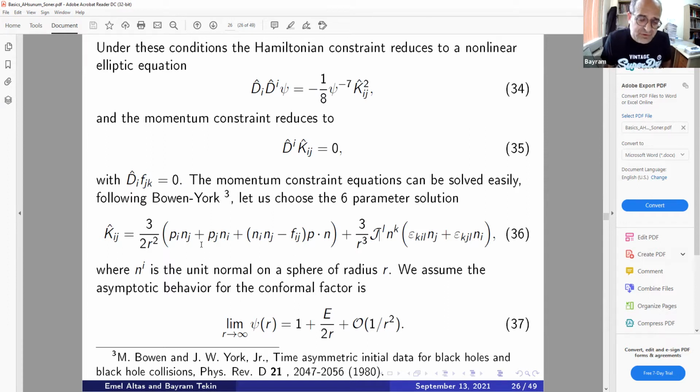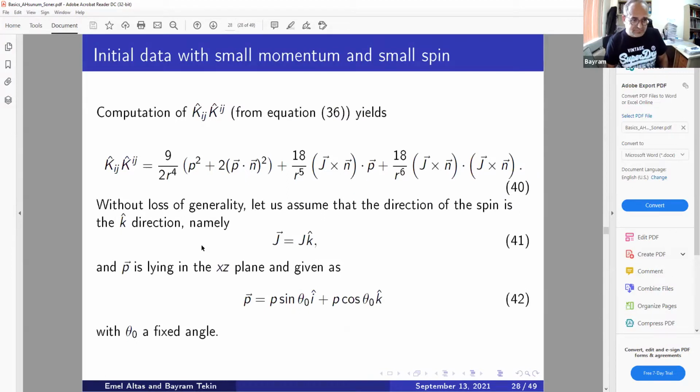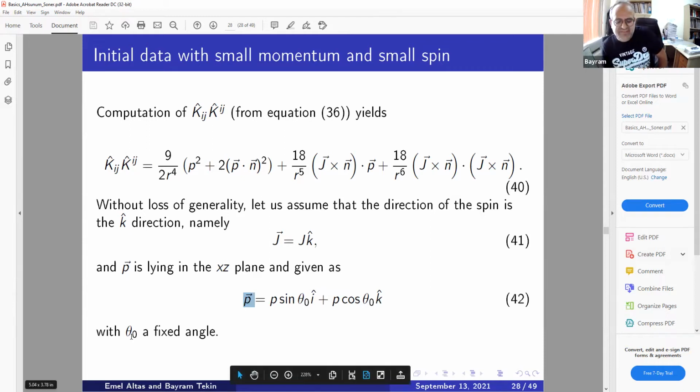All these things are computed at infinity. That's why they are all conserved, okay? Now, without loss of generality, let us choose our coordinates in such a way that the spin is looking in the K direction. And again, without loss of generality, choose the momentum of this object to be like this with some theta 0 to be a fixed angle.